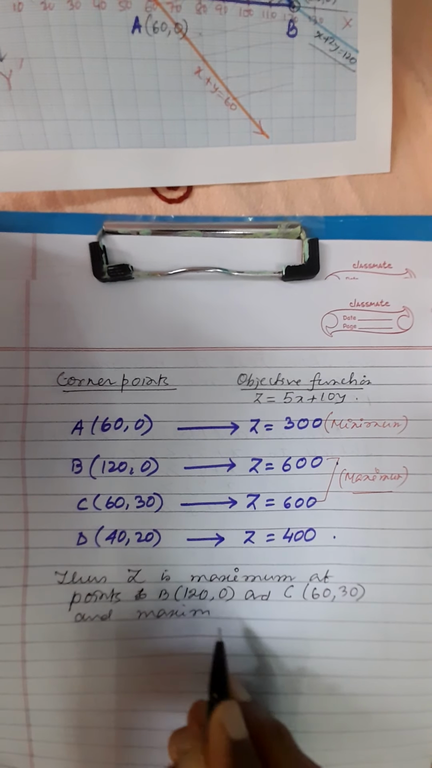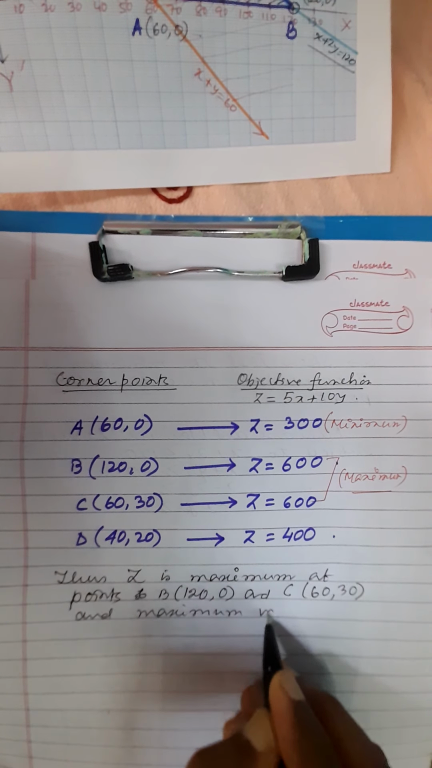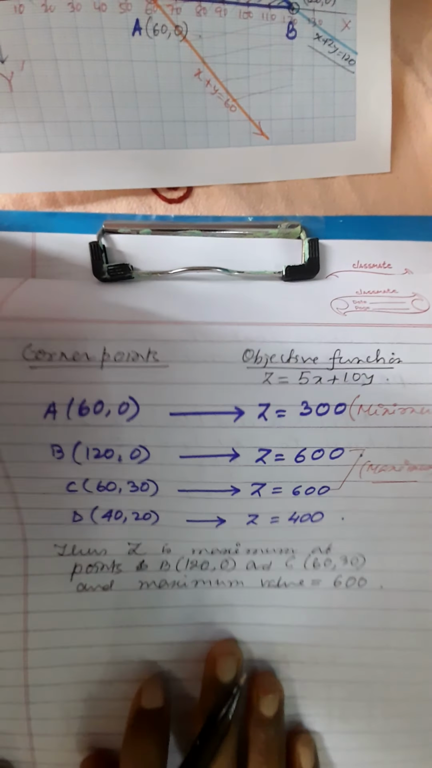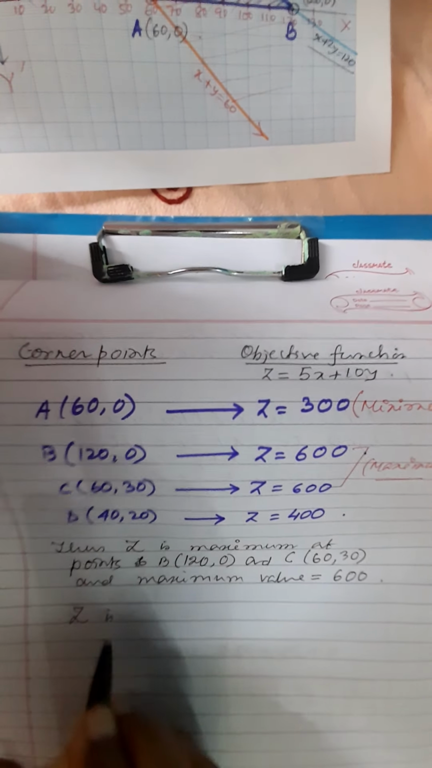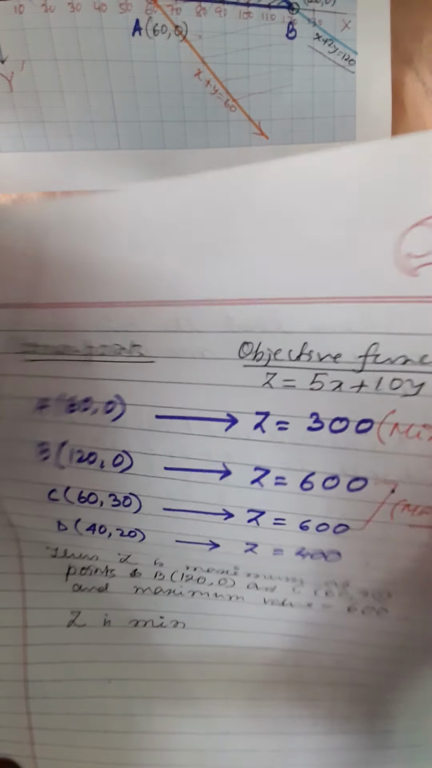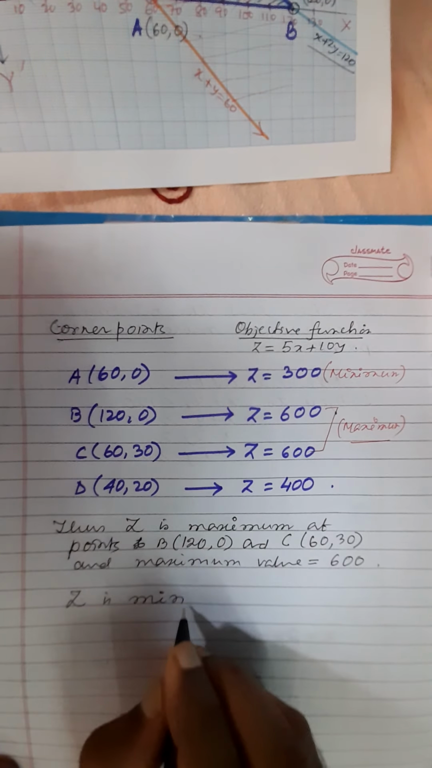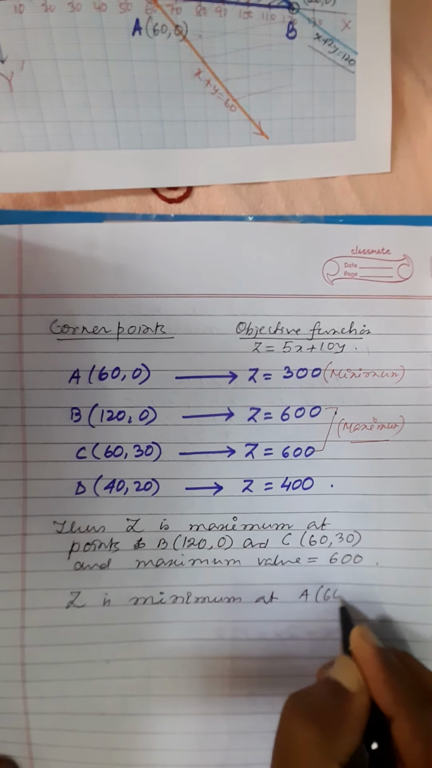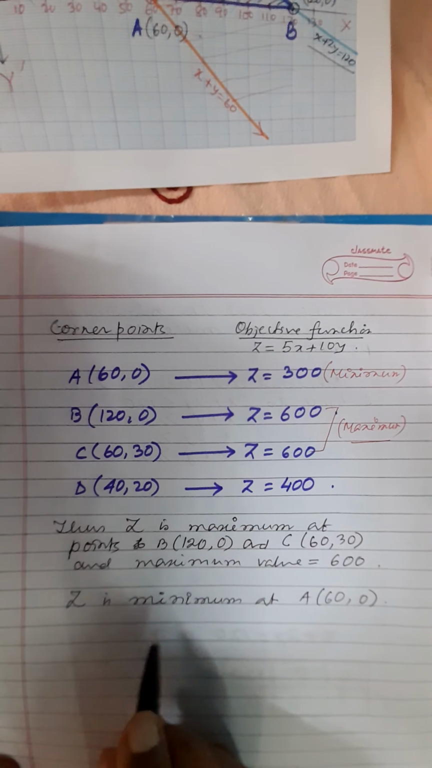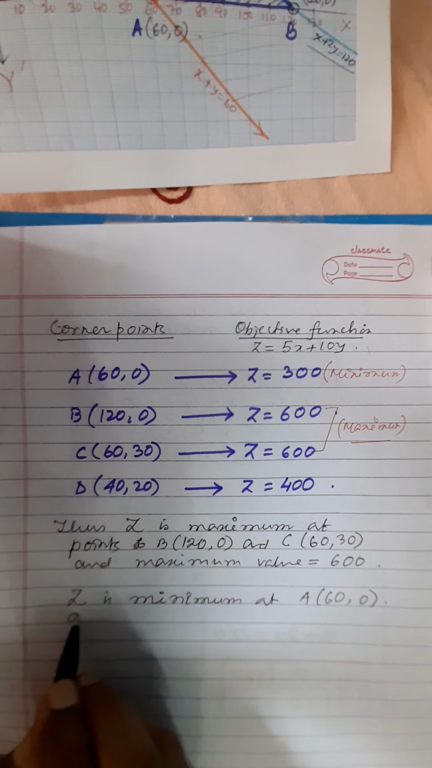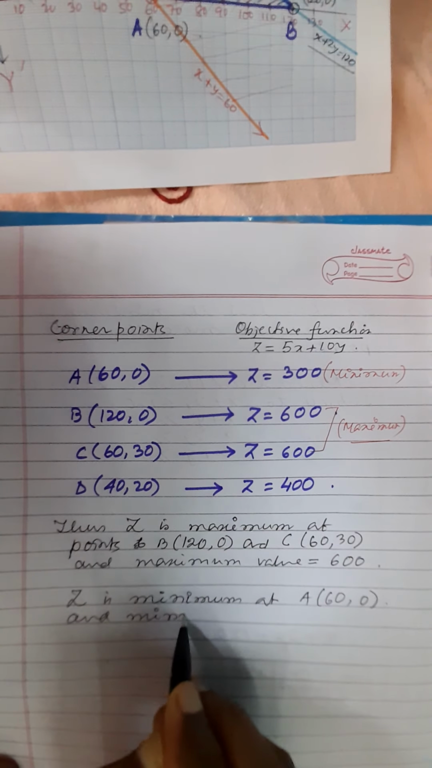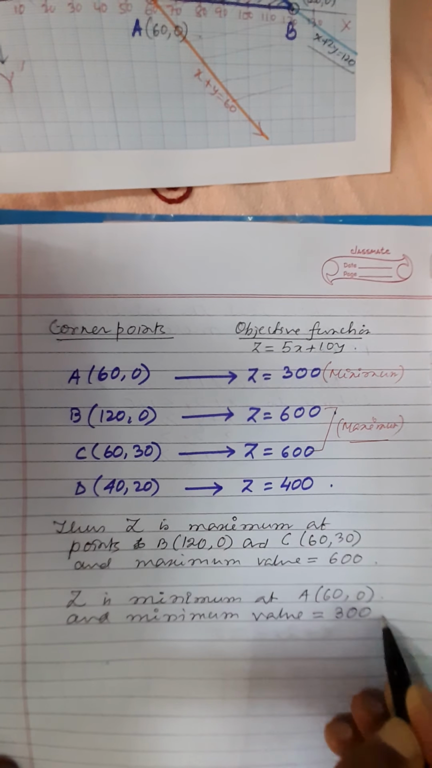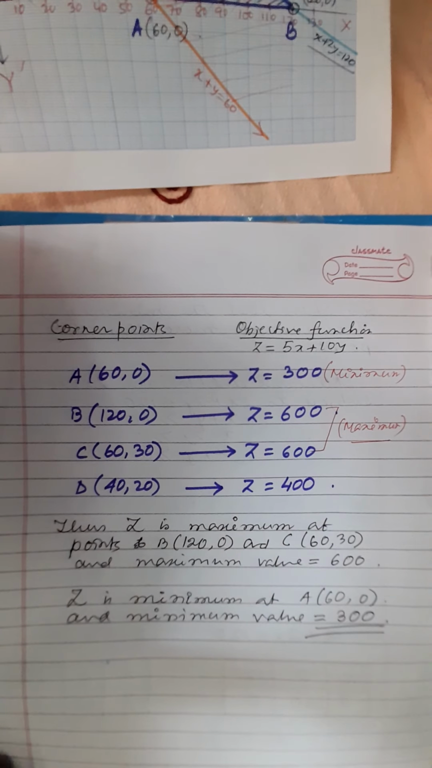We need to find both the maximum and the minimum. The maximum value is 600. Z is minimum at A (60, 0), and the minimum value is 300.